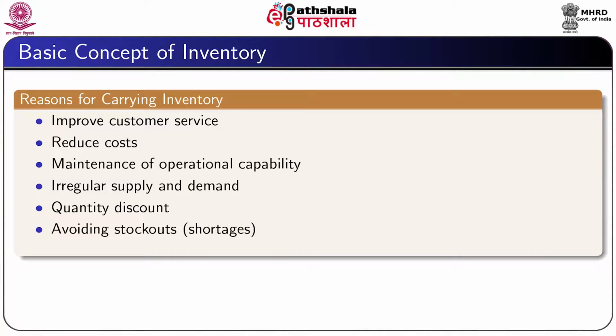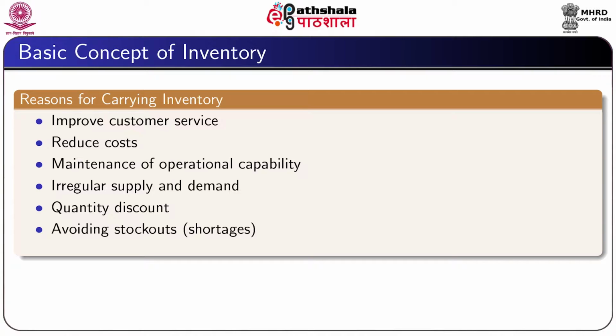For maintenance of operational capabilities, inventories of raw materials and semi-finished goods act as buffer between successive production stages so that downtime in one stage does not affect the entire production process. To protect against irregular supply and demand, inventories provide protection against irregular supply and demand. An unexpected change in production and delivery schedule of a product can adversely affect operating cost and customer service level.